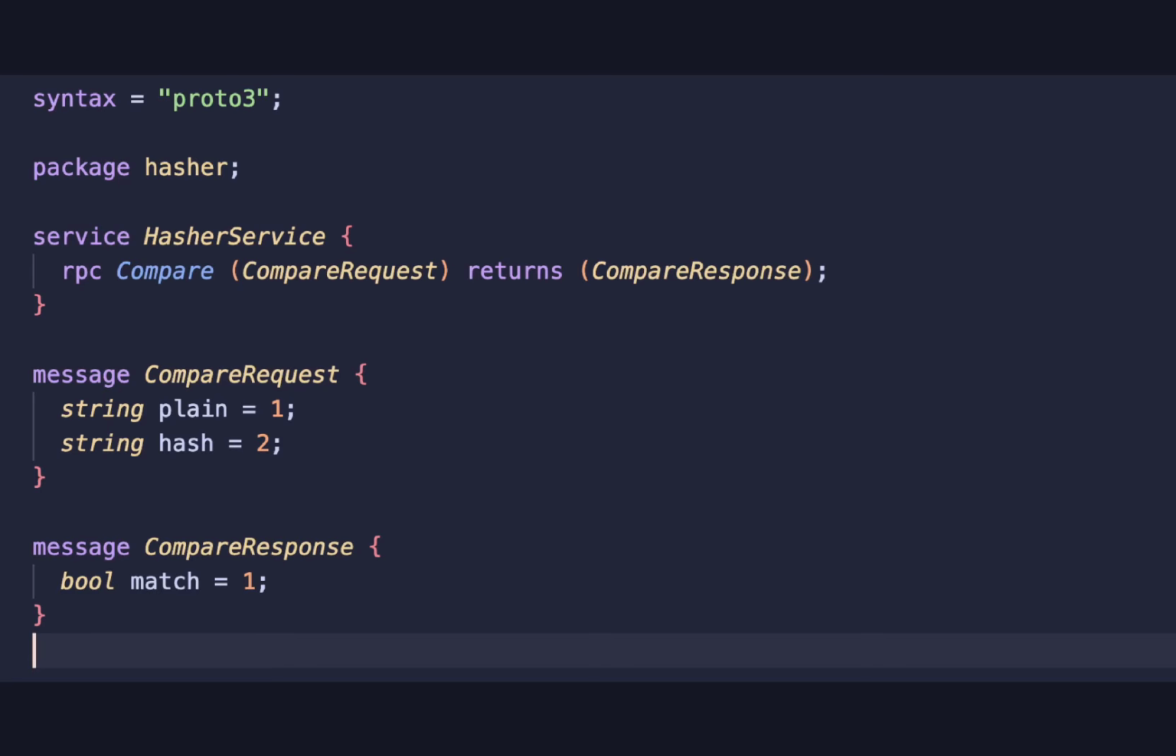This file defines the contract between the client and the server. We have a hasher service with a single procedure called compare to validate a plain password against a stored hash. The procedure uses messages that act as strongly typed requests and responses. For example, compare request has two strings, the plain password and the stored hash, and it returns a compare response with a single boolean field, match. That's all it takes to define the entire service interface.